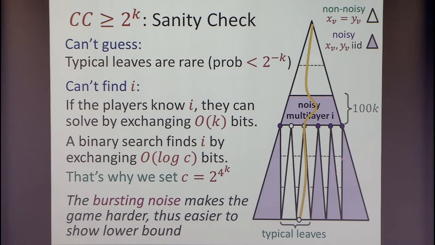By adding noise here, I make the game harder for them, and therefore potentially easier for me to show lower bounds on the game. So really the bursting noise is only used in the lower bound proof, and this kind of noise also exists in Makrand and Anoop's proof. So we don't know how to get rid of it, but it helps us for the lower bound.